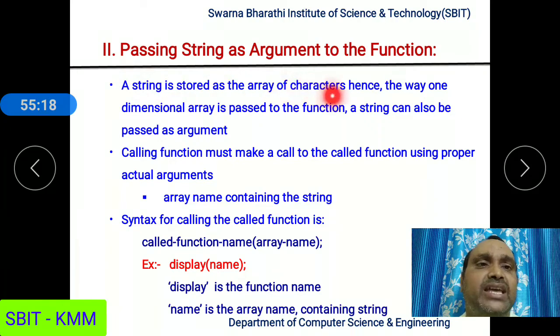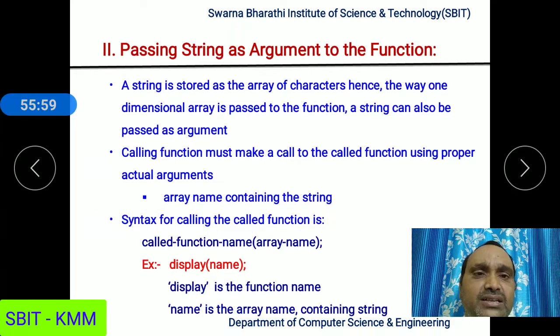A string is stored as an array of characters. Hence, the way a one-dimensional array is passed as an argument to the function, a string can also be passed as an argument to the called function. The calling function must make a call to the called function using proper actual arguments. What arguments does it have to pass? Only the array name containing the string. The number of elements need not be passed because we know every string terminates with a null. Null is used as a mark to identify the end of the string. Therefore, you need not pass how many characters are there in that string.